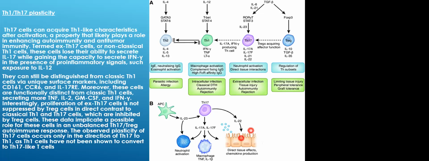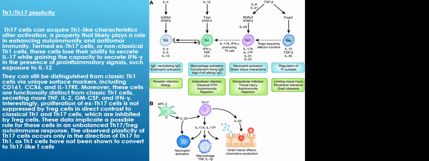Moreover, the cells are functionally distinct from classic Th1 cells. Right, they are more wild, hard to control, and they also secrete more cytokines. They secrete tumor necrosis factor, interleukin-10, but importantly, they secrete granulocyte-monocyte colony stimulating factor, right? And this will make the autoimmunity worse because it will start recruiting all those neutrophils and basophils into the area of the autoimmune lesions and cause the flare-ups.